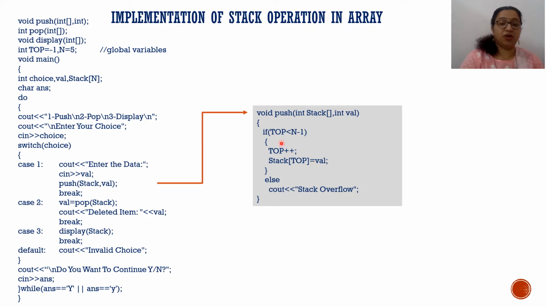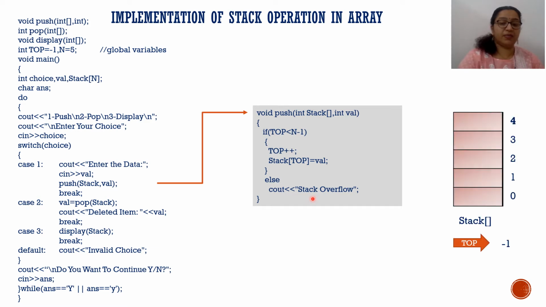Okay, if it is wrong, that means if top is equal to n minus 1, the stack is full. We will get the message stack overflow. Okay, now let us check how it will work. See the example here. This is the empty array now, and the stack value, meaning top value. Top is minus 1 the first time. The maximum size is 5.